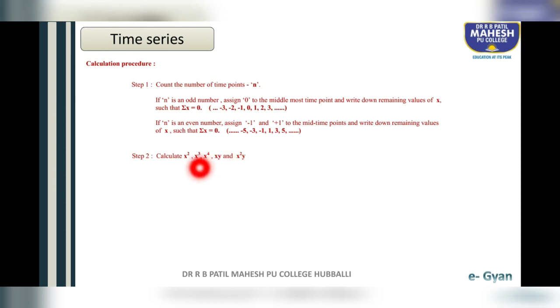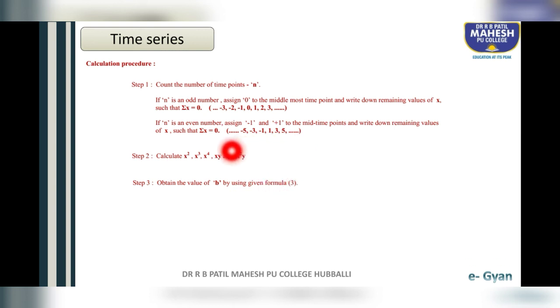Second step: after writing the x values, we have to find x square, x cube, x raised to 4, xy and x square y. So we want the summation of all these. We want summation x square, summation x cube, summation x raised to 4, summation xy and summation x square y in total. After finding these, the third step is to obtain the value of b by using the given formula.